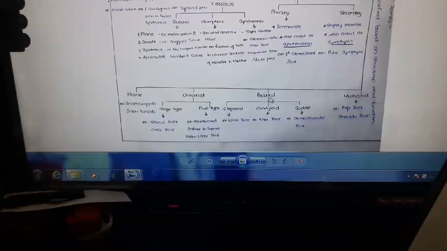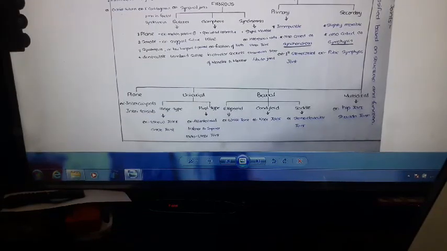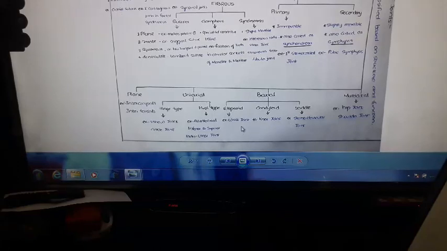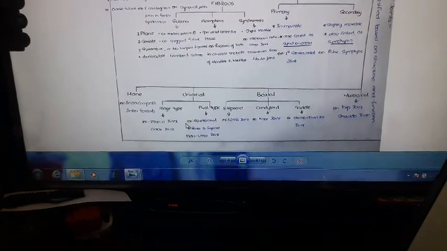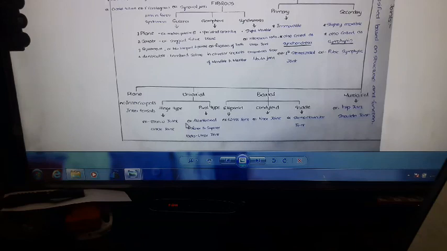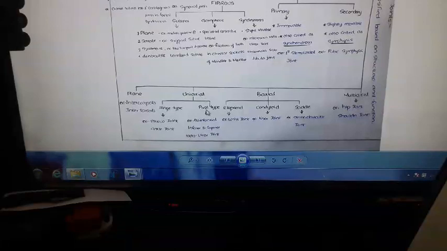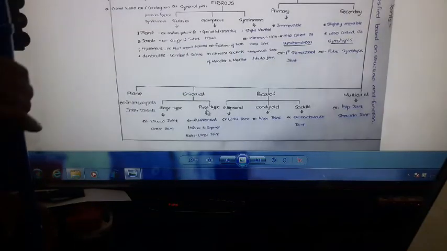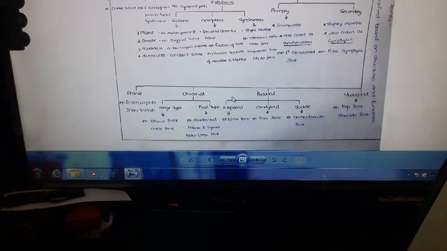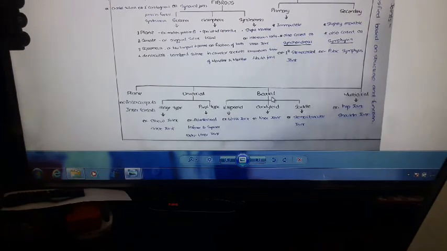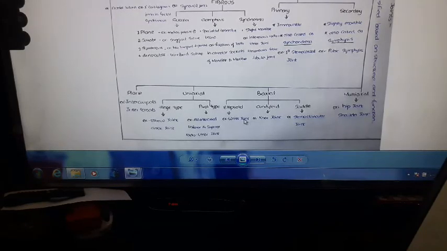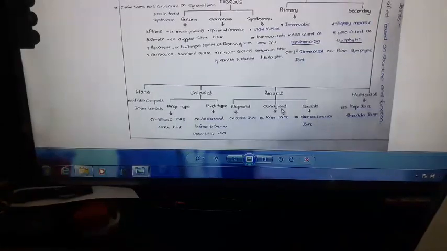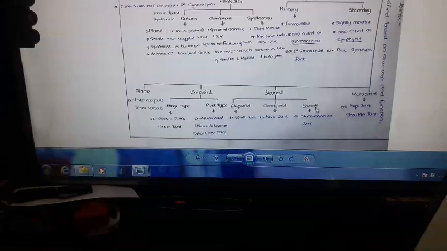Then come to the biaxial type. Bi means two axes are present here. In the uniaxial type there is only one axis. In the hinge type a transverse axis passes. In the pivot type a vertical axis passes. Then come to the biaxial. This biaxial type again subdivides into three types. Number one is ellipsoid type, number two is condylar type and number three is saddle type.